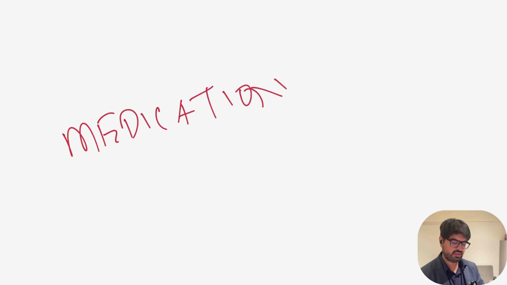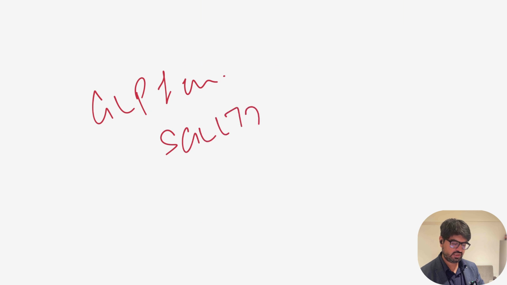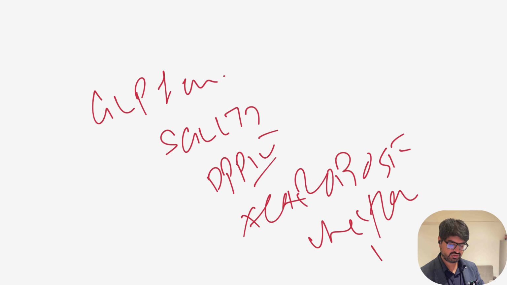Important thing: which medications increase and which medications reduce glycemic variability. Medications which increase glycemic variability are sulfonylureas and premix insulin, whereas drugs which reduce glycemic variability are GLP-1 analogs, SGLT2 inhibitors, DPP4 inhibitors, carbos or AGIs, metformin, and basal insulin, especially longer-acting ones. These are agents which reduce glycemic variability.